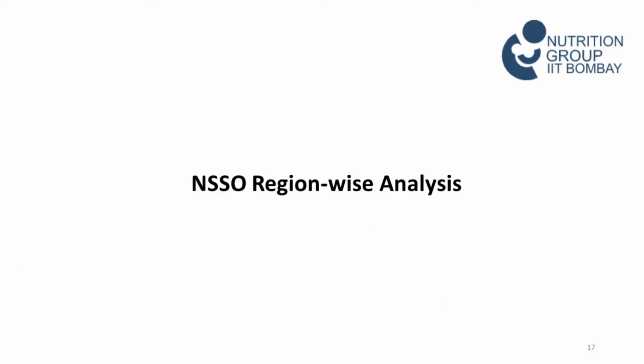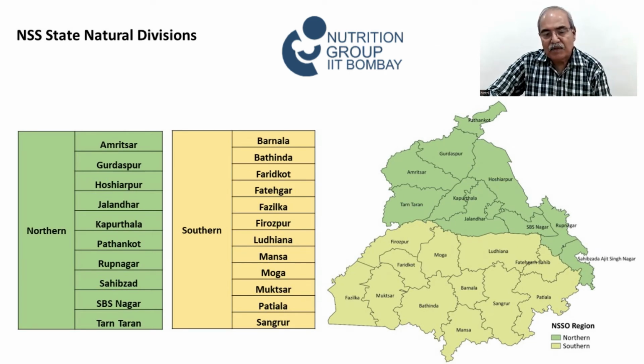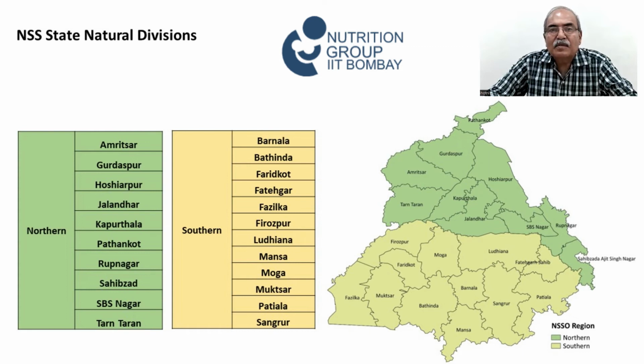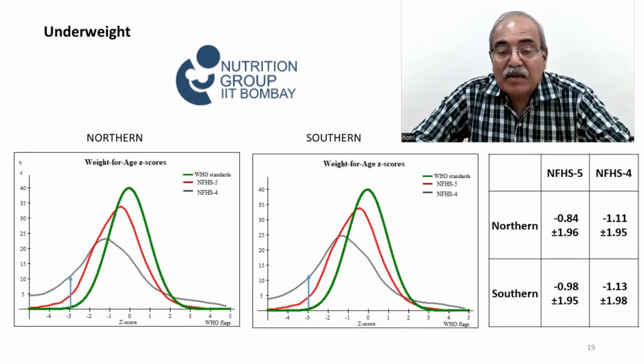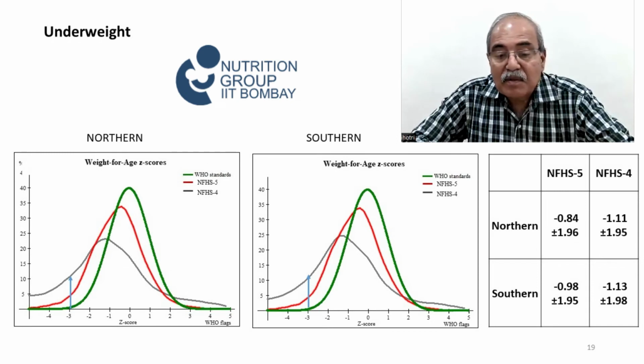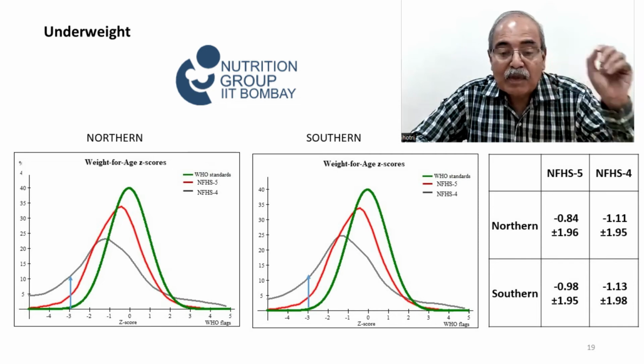We mentioned the NSSO region. Usually we have brought before you analysis of some of the best performing districts. This time we thought it will be a useful exercise to do the analysis in terms of the two NSSO regions which Punjab has, the northern and the southern. You see them on the map. And interestingly, when it comes to underweight, the northern region and the southern region, they have done fairly well.